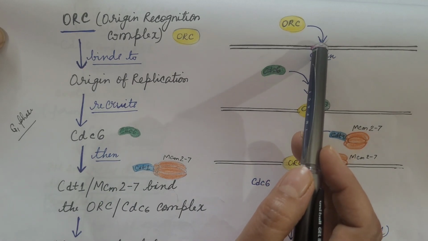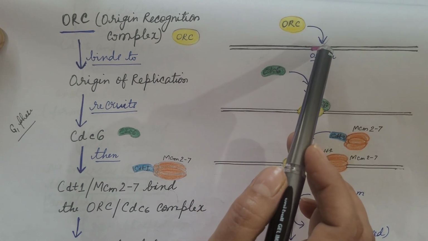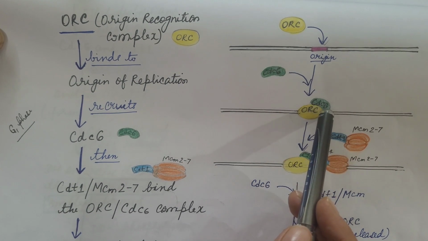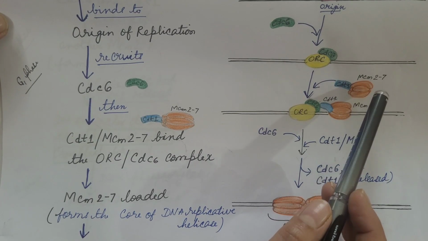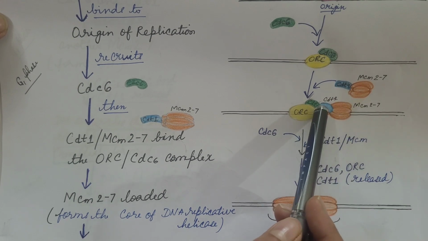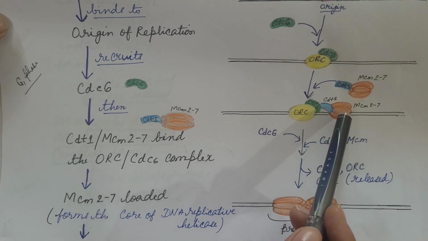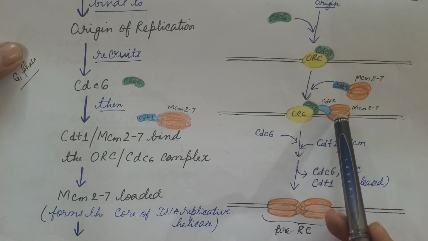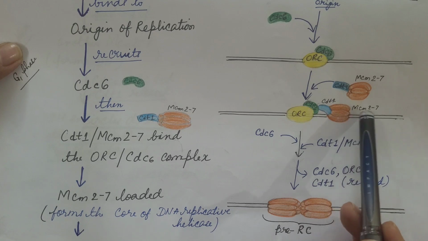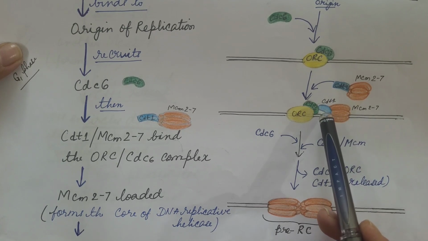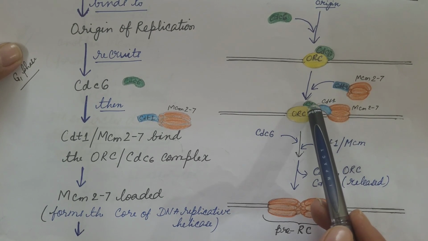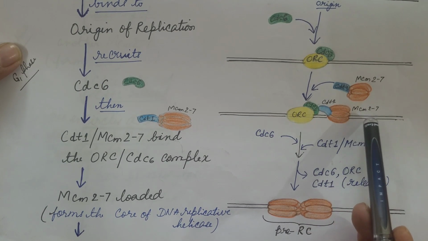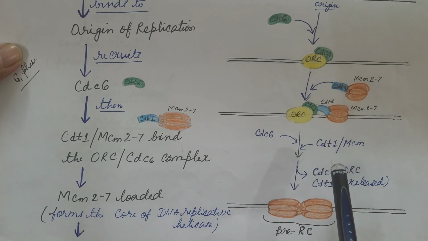So this is the origin of replication. ORC comes and binds to it. Then it recruits CDC6 protein. Now CDT1 and MCM2-7 come and bind to this ORC-CDC6 complex. MCM2-7 is loaded by CDT1. And this loading of MCM2-7 triggers ATP hydrolysis, as a result of which CDC6 and CDT1 are released. Now ORC and MCM2-7 are present. Again the process is repeated.